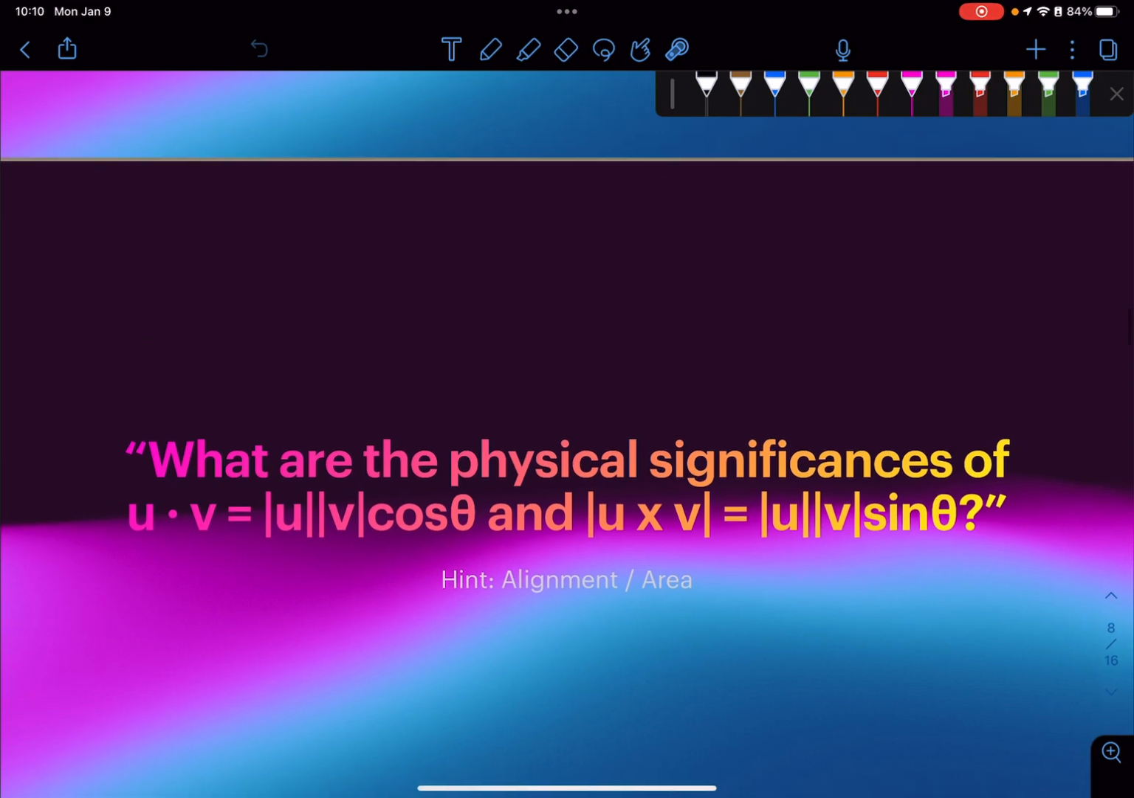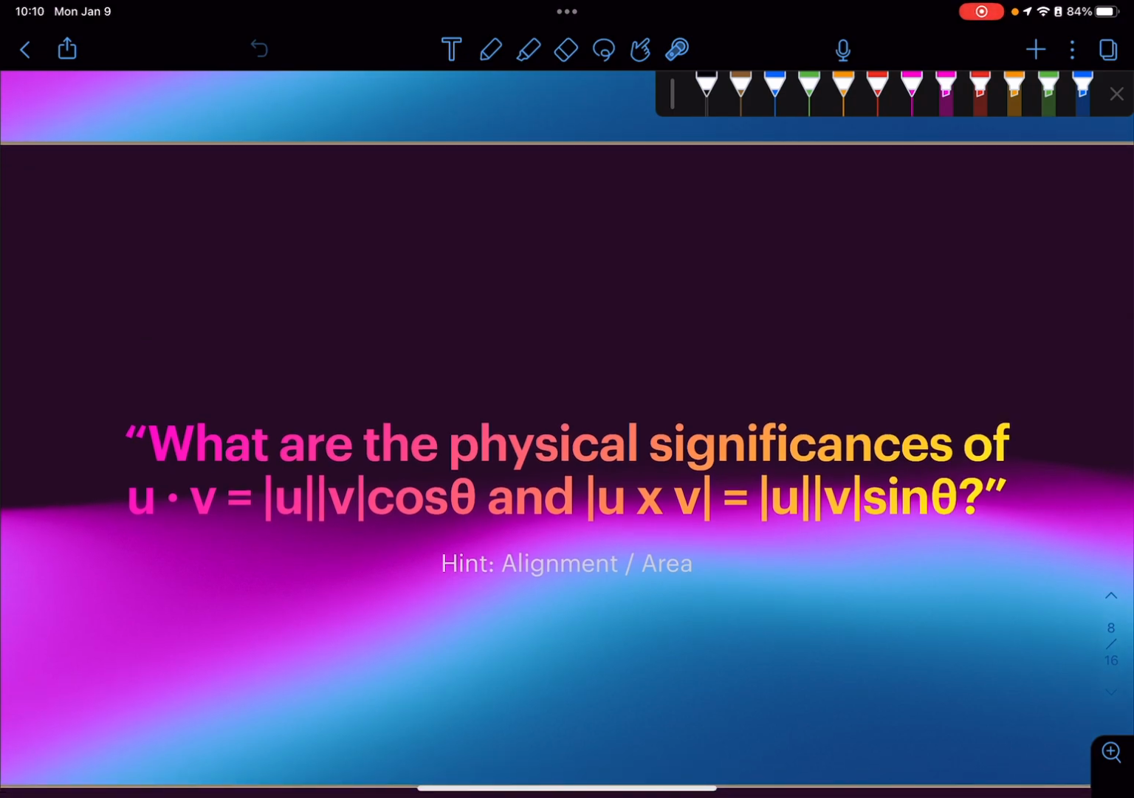So what are the physical significances of these two equations? I'll give you a hint: one is something about the alignment, and the other one is something about the area. Okay, so as we discussed before, this equation right here shows you the relationship between how our two vectors are aligned. So how aligned is u with respect to v, and we can figure out the angle by that.